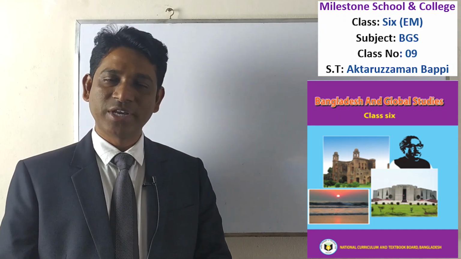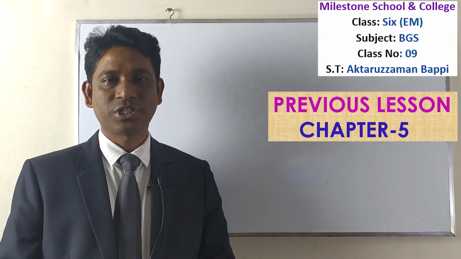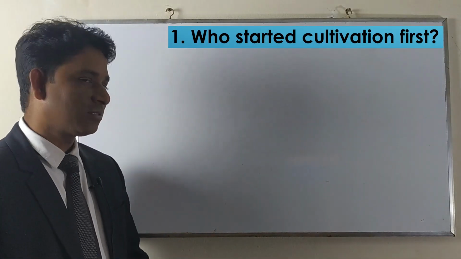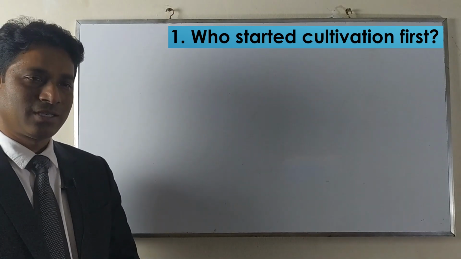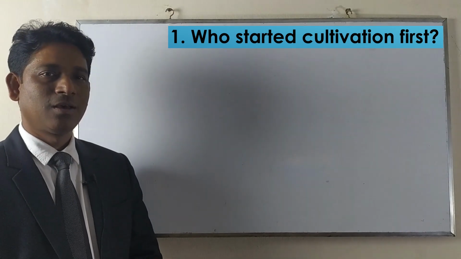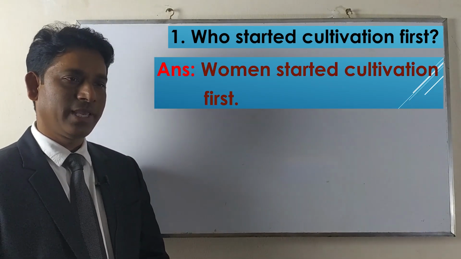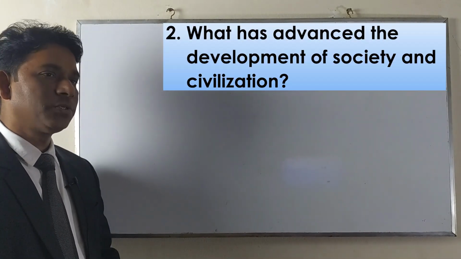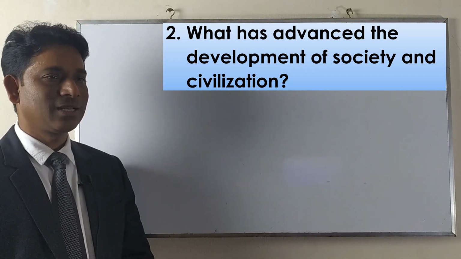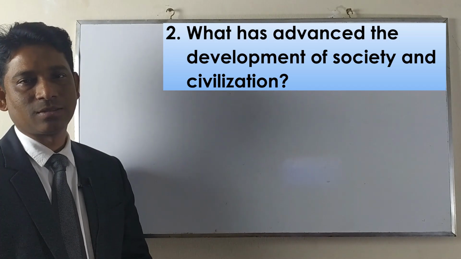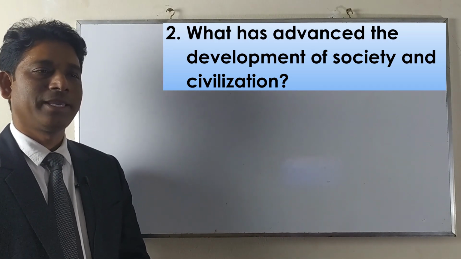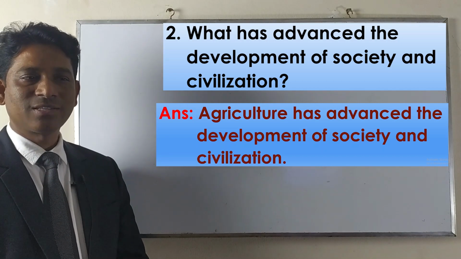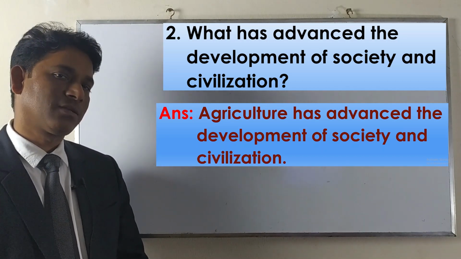Students, before going to the new topic, I will ask you some questions from your previous lesson. First question, who started cultivation first? Can you tell me? Yes, absolutely right. The answer is women started cultivation first. Now, question number 2. What has advanced the development of society and cultivation? Who can tell me? Yes, your answer is correct. The answer is agriculture has advanced the development of society and cultivation.